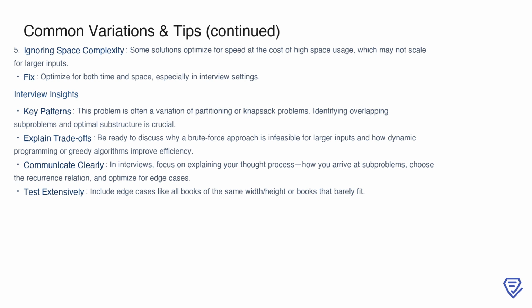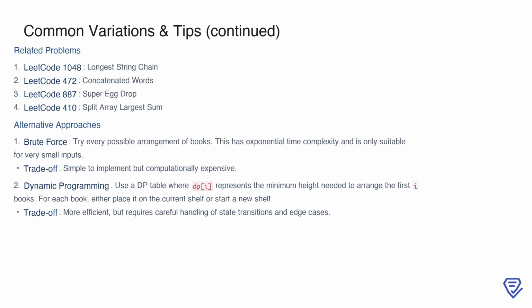Clear communication is crucial. Be sure to walk through your thought process, from breaking the problem into subproblems to crafting the recurrence relation and addressing edge cases. Lastly, test your solution extensively with edge cases, such as when all books have the same dimensions or barely fit, to ensure robustness. This problem is also related to several other problems that share similar concepts.